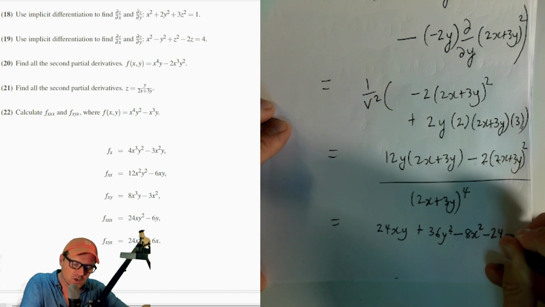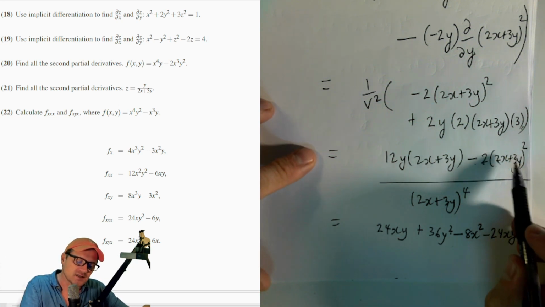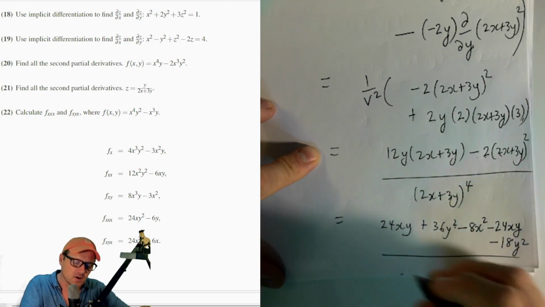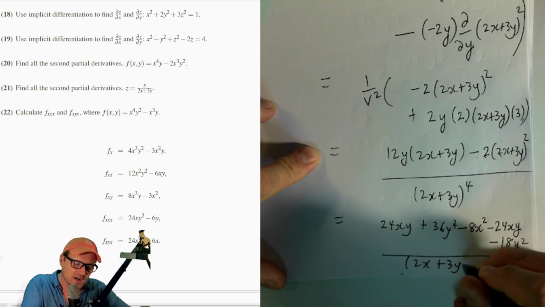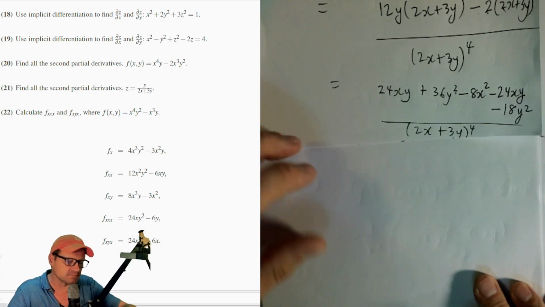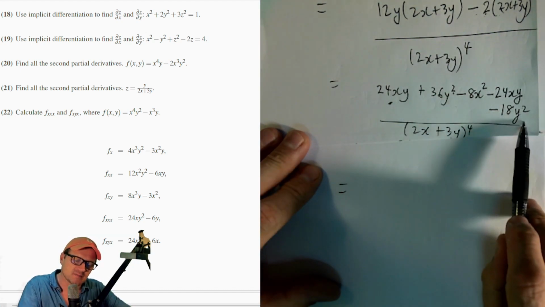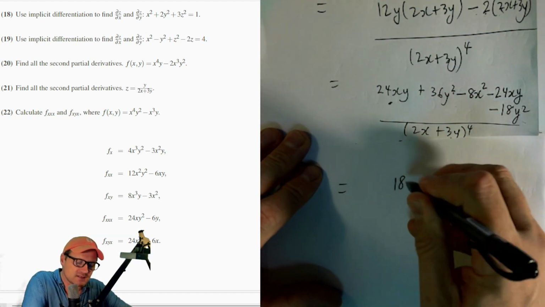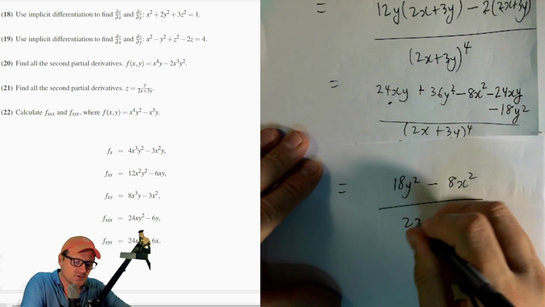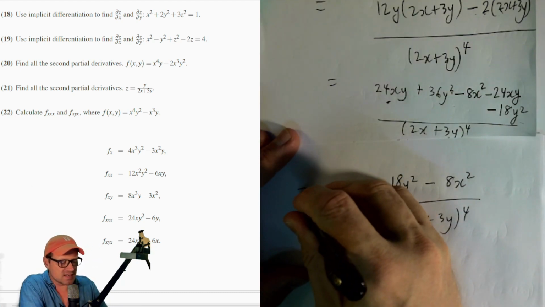Minus 24xy. And then 3 squared is 9. 9 times 2 is 18. So minus 18y squared. And then this is all over 2x plus 3y to the power of 4. Okay, nearly done with that calculation. So 24xy minus 24xy gives no xy's. 36 minus 18 is 18. So we have 18y squared minus 8x squared over 2x plus 3y to the power of 4. Okay, and this is z_xy.